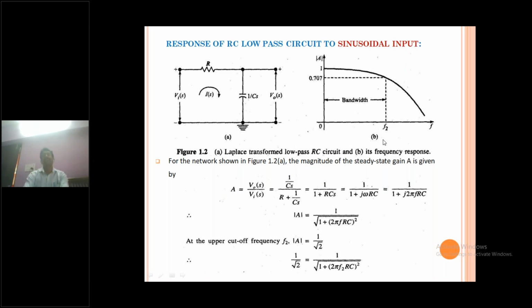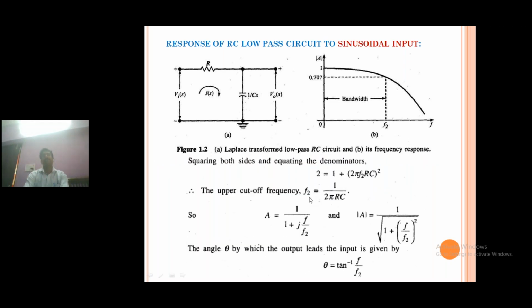Now you have to find the upper cutoff frequency. What is the upper cutoff frequency? At the frequency f equal to f2, the gain equals 1 by root 2 times, or 0.707 times, the maximum value of the gain. So at f equal to f2, the gain modulus of A equals 1 by root 2; you have to substitute and find the value of f2. This f2 is nothing but the upper cutoff frequency. So the upper cutoff frequency f2 equals 1 by 2 pi RC, for the low pass RC circuit.